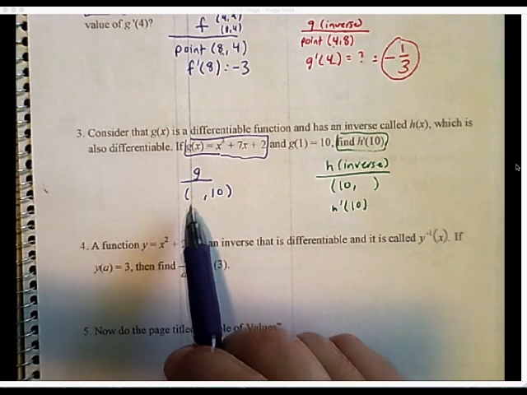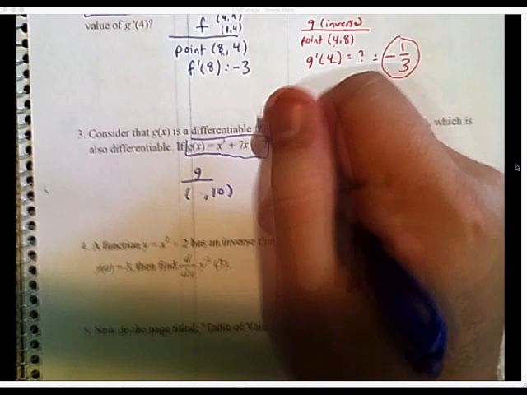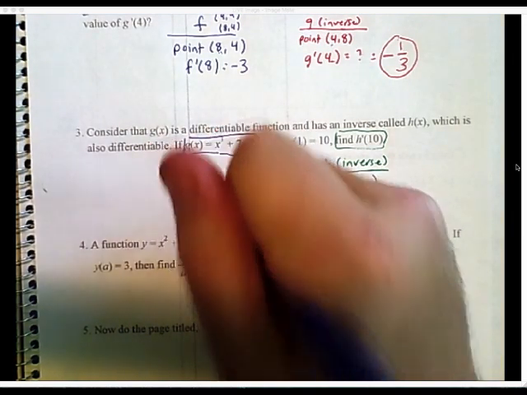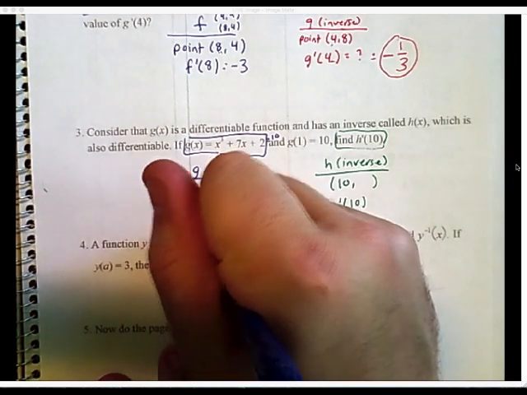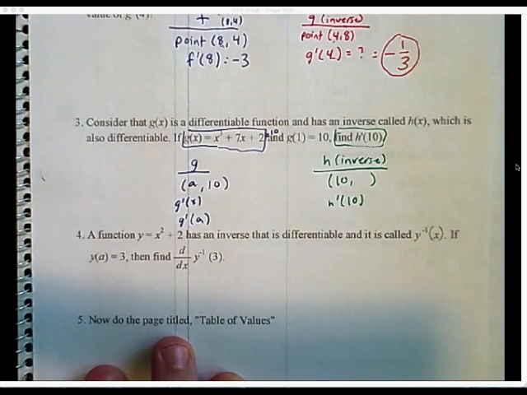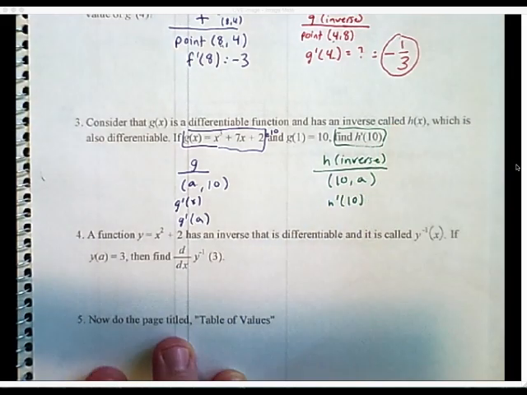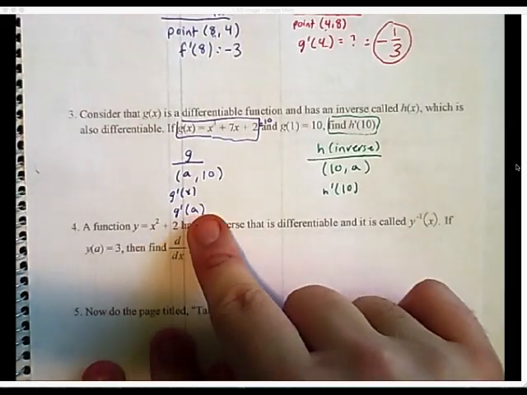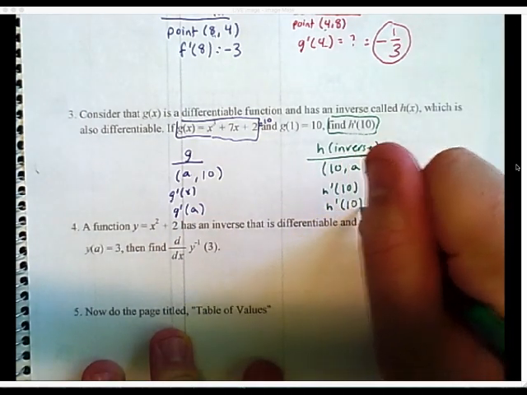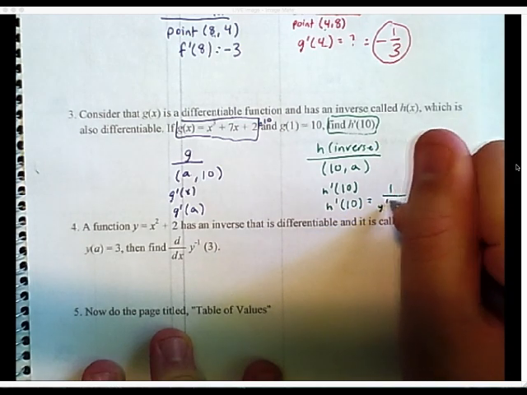So how are you going to figure out what this x value is? You're going to have to set this equal to 10 and use your calculator to help you solve it. Okay, it might be a decimal. As soon as you find this x value, call it a, get an equation for g prime of x, then find g prime of a. The point over here would be 10 comma a. Now as soon as you know what g prime of a is, h prime at 10 is going to be equal to 1 over g prime at a.